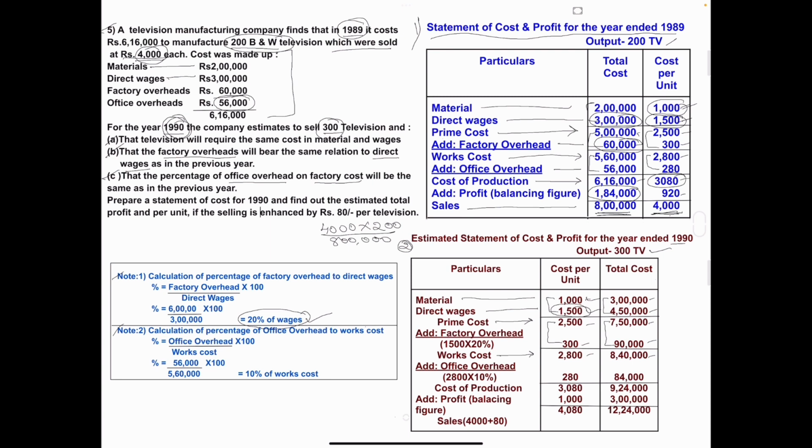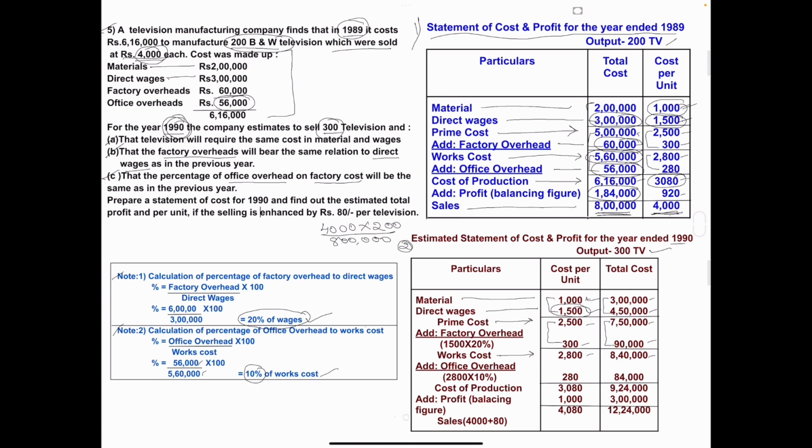Office overhead amount, see the 1989 cost sheet, is 56,000. So write here 56,000 divided by works cost. Previous year works cost amount is 5,60,000. See 1989 cost sheet. Calculate 56,000 into 100 divided by 5,60,000. We will get 10%. So in estimated cost sheet, office overhead, how much we have to charge?